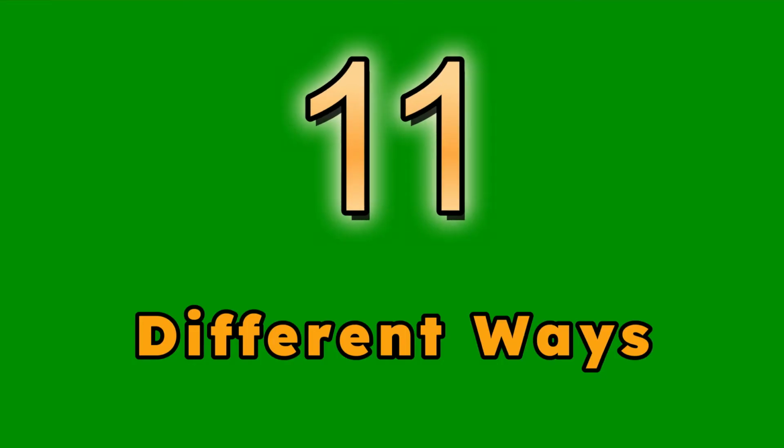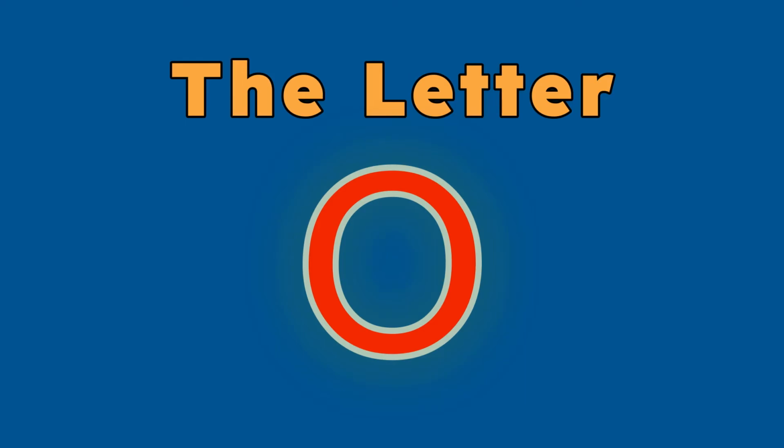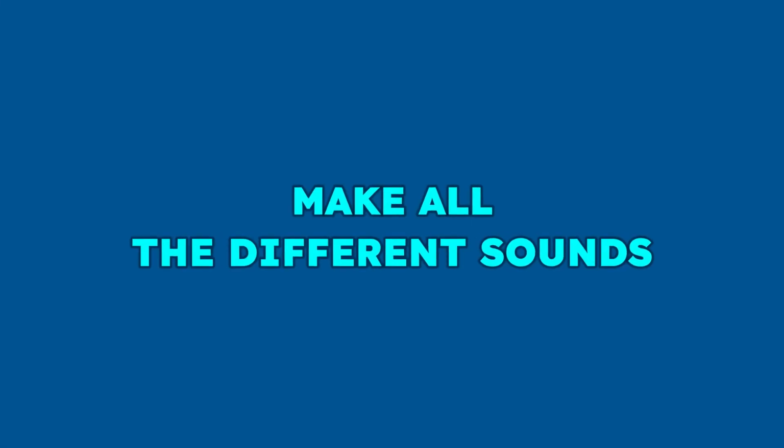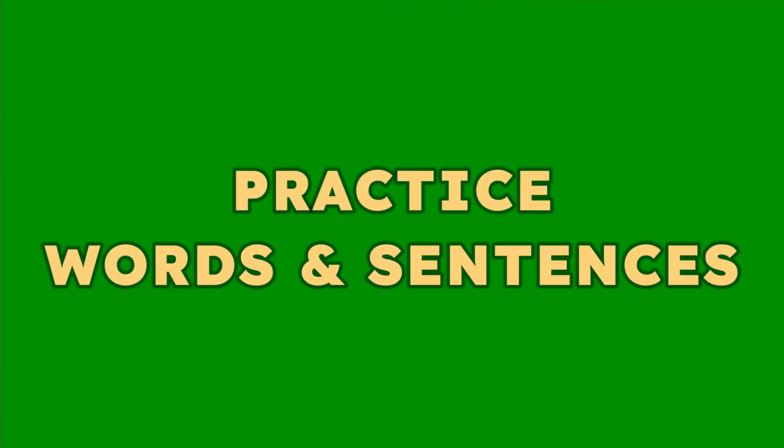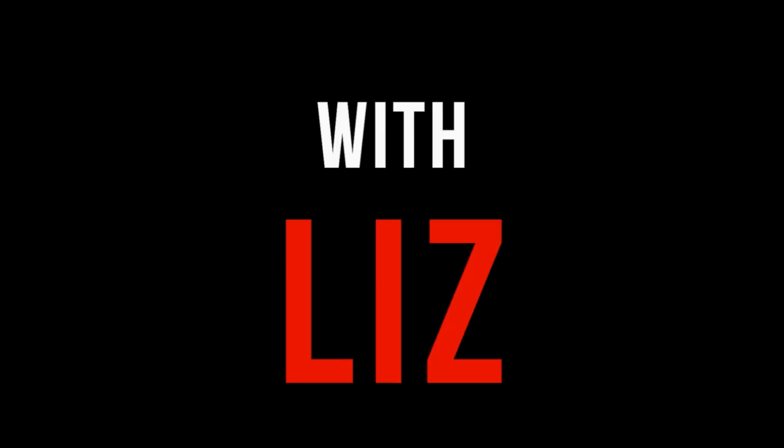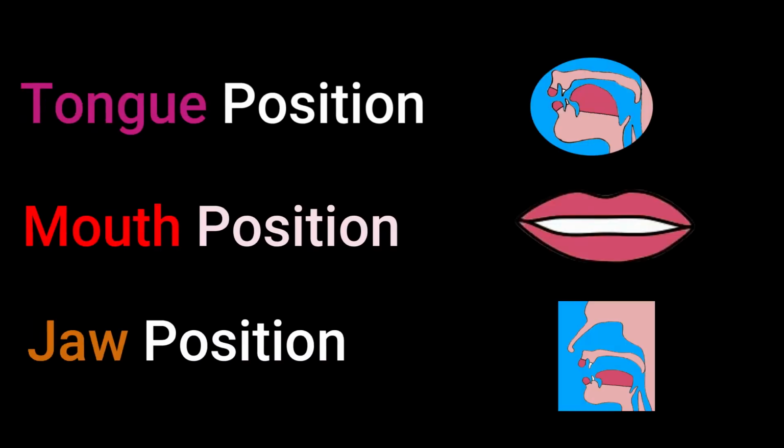Hi, today I'm going to show you the 11 different ways the letter O can be pronounced. And I'll help you make the sounds, give you some practice words and sentences. Ready? To make each sound correctly, you need to know the tongue, mouth and jaw positions. I will give you all of these for every sound.